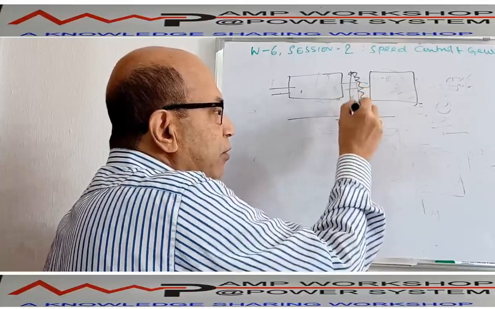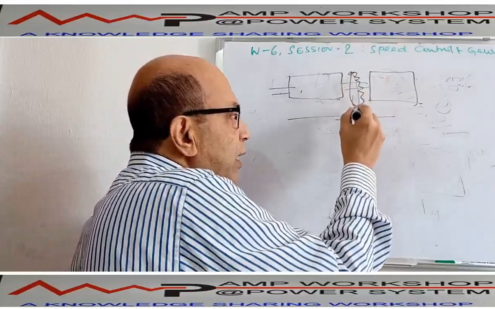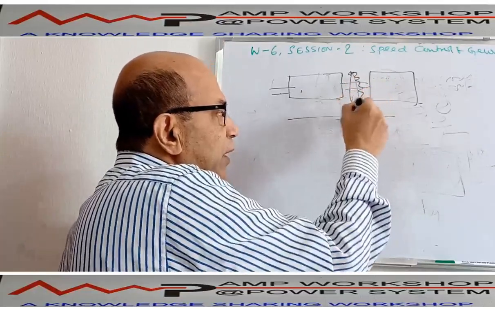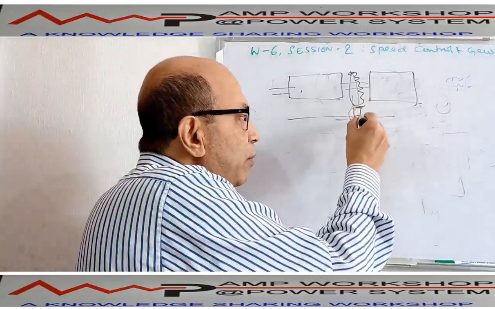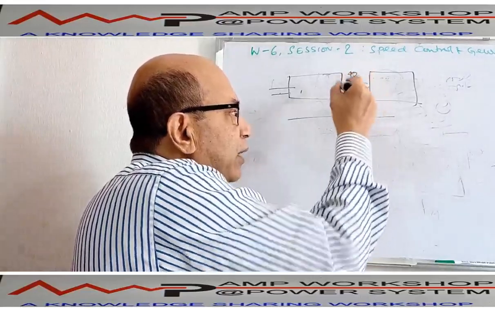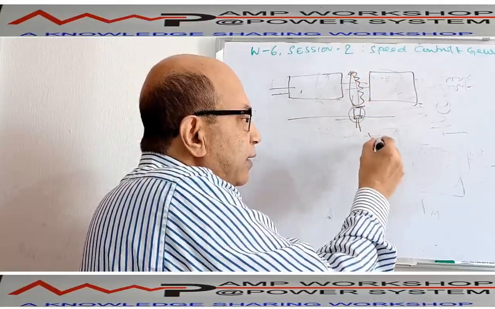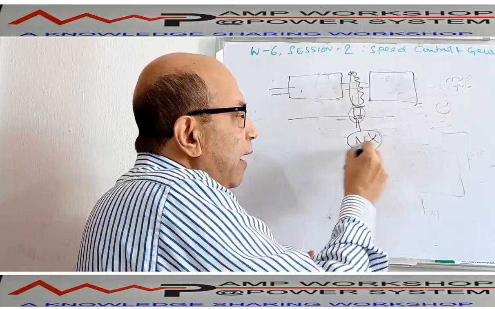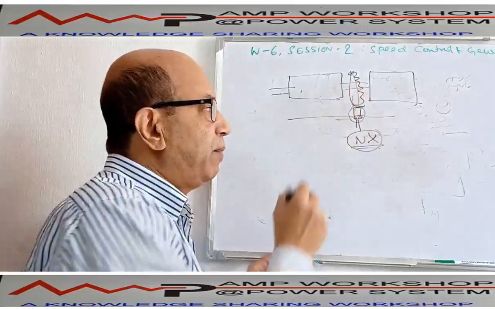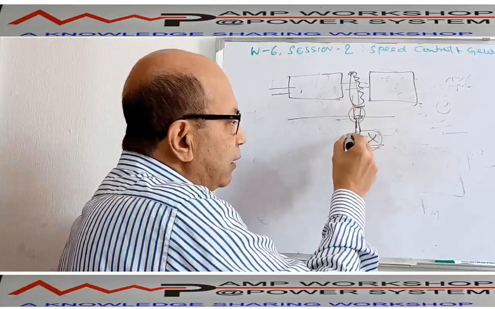A small gap is there between these two. So when it is rotating, when the teeth pass over there, it produces a signal. The signal frequency will be determined by the speed and the number of teeth. If there are X number of teeth and it is rotating at any speed, this will be the frequency of the magnetic pickup. So the magnetic pickup will send this frequency signal.